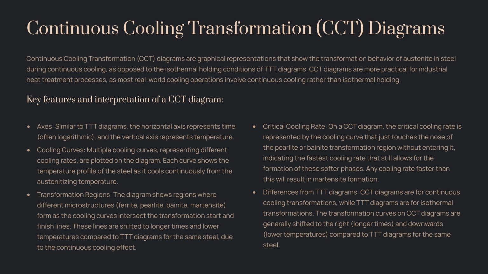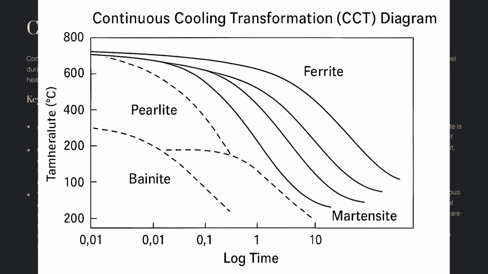Axes similar to TTT diagrams. The horizontal axis represents time, often logarithmic, and the vertical axis represents temperature. Cooling curves. Multiple cooling curves, representing different cooling rates, are plotted on the diagram. Each curve shows the temperature profile of the steel as it cools continuously from the austenitizing temperature.